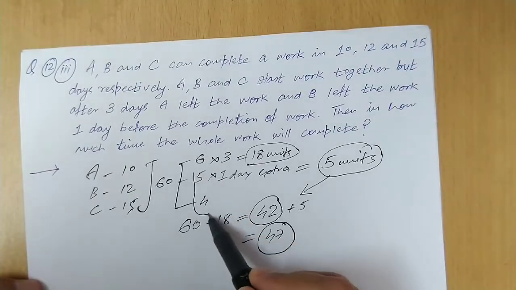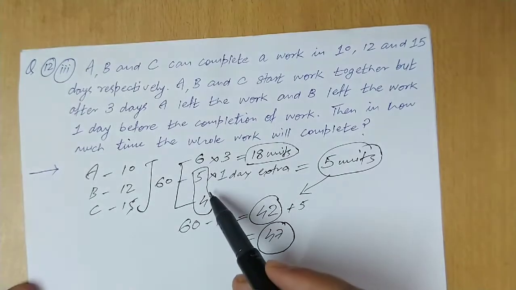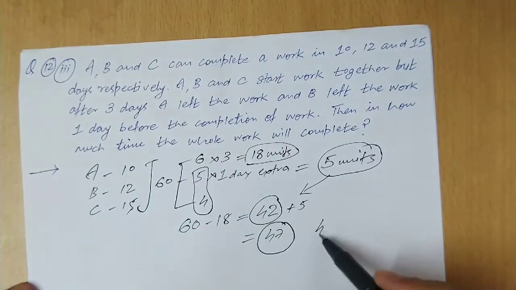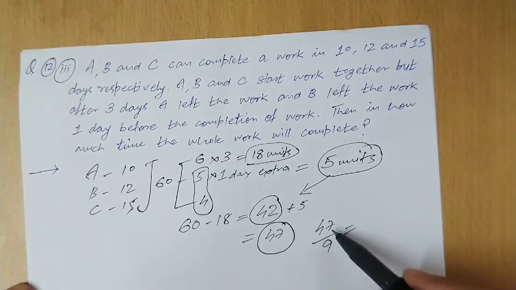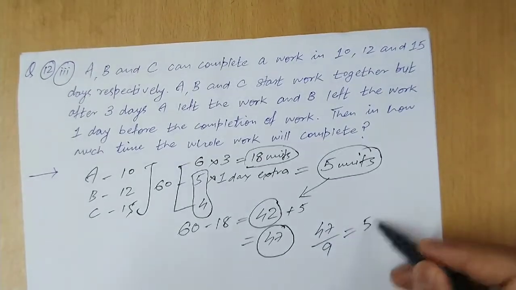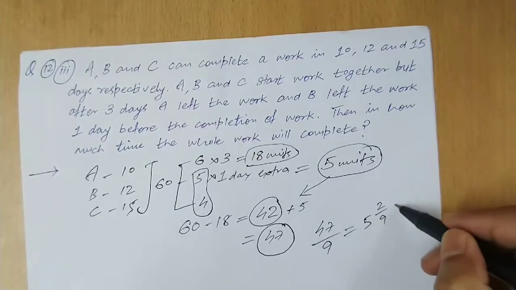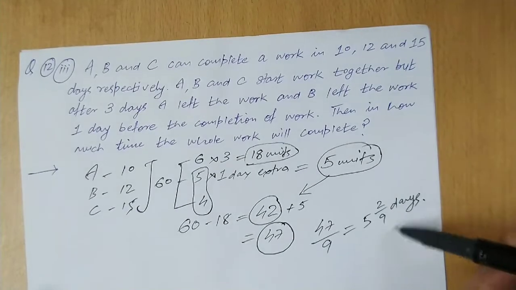Now the efficiency of B and C is 5 and 4. So if we sum it, we will get 9. So 47 work is completed by B and C. 47 divided by 9. So if we divide 47 by 9, we will get 5 2 by 9 days. So the whole work will be completed in 5 2 by 9 days.